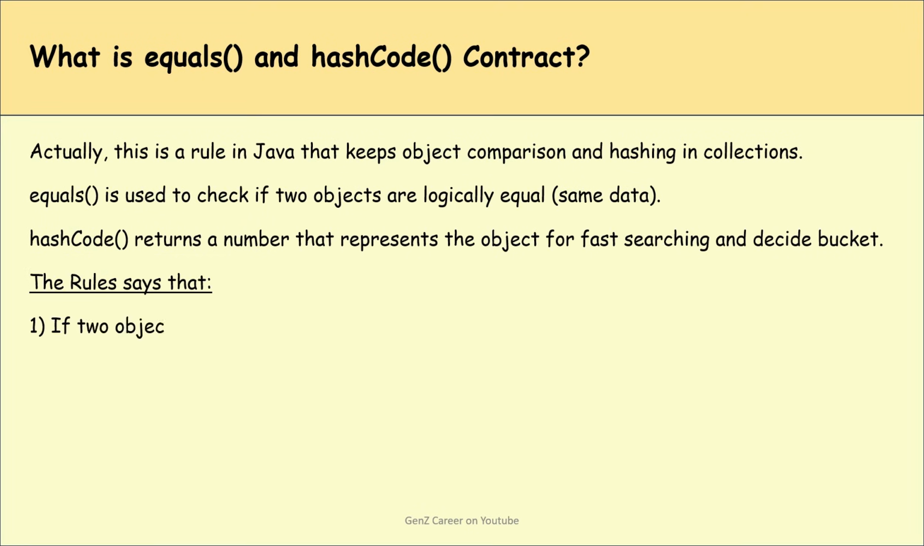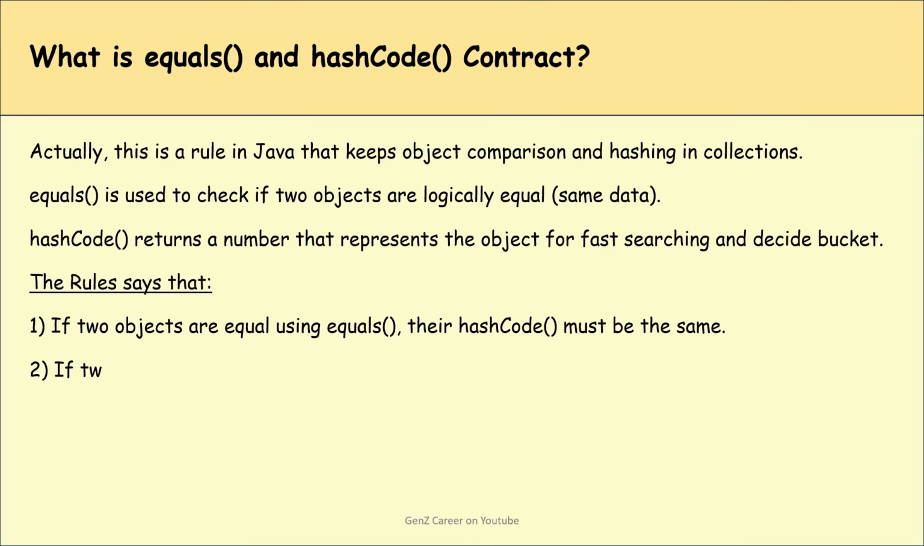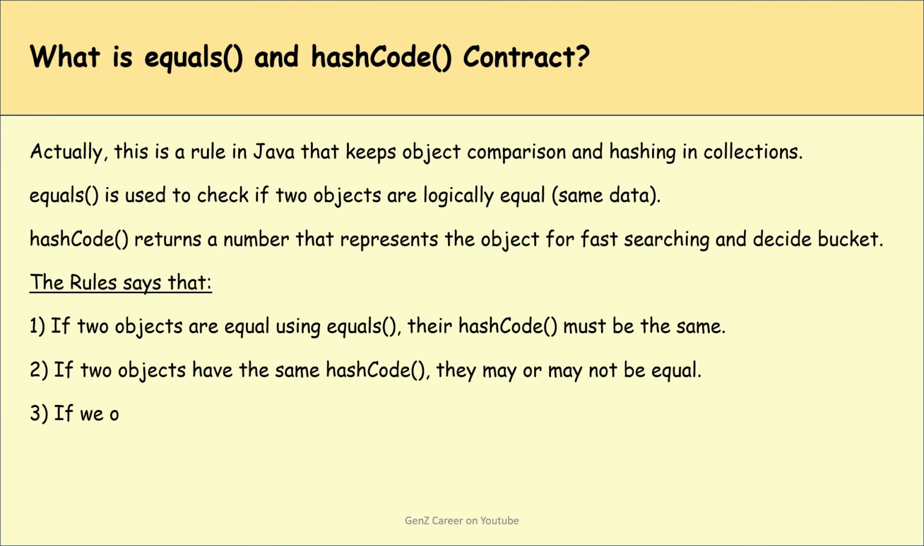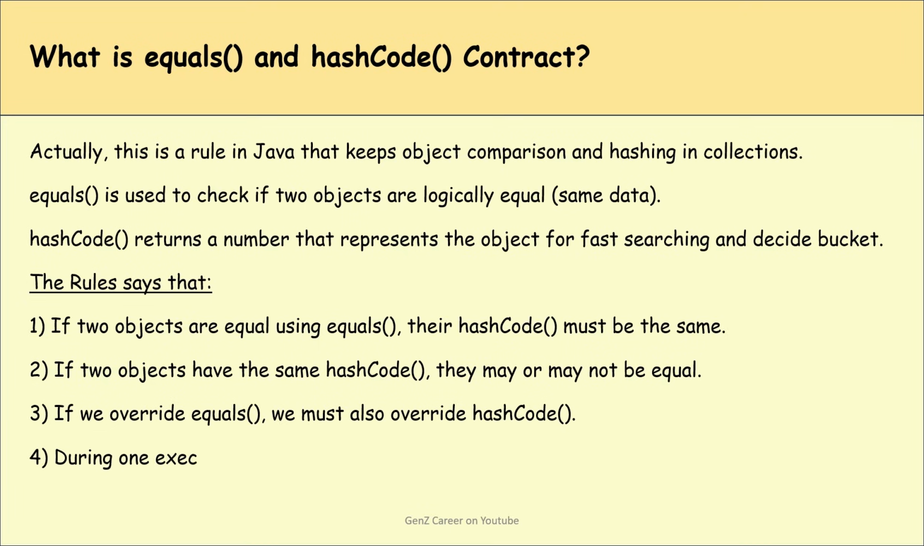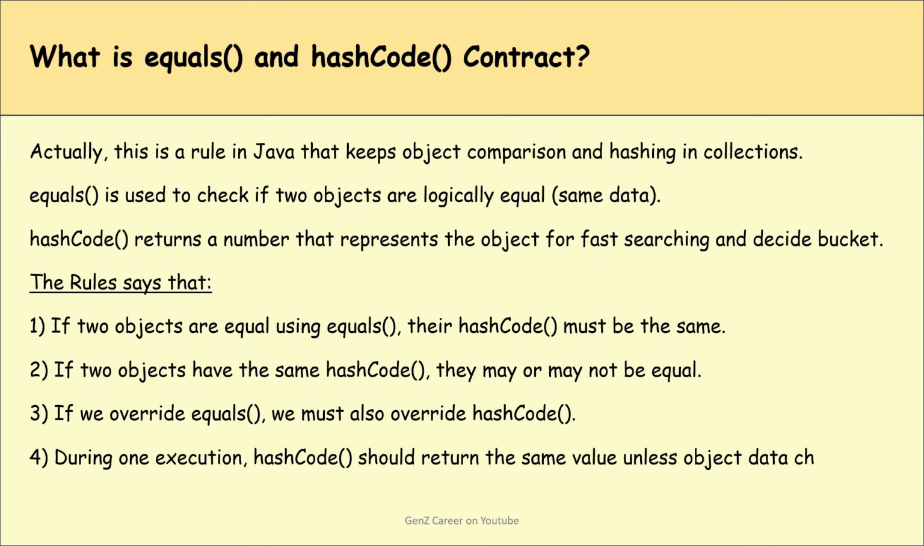Okay. And the rules say that if two objects are equal using the equals method, their hashCode must be the same. If two objects have the same hashCode, they may or may not be equal. If we override the equals method, we must also override the hashCode method. During one execution, the hashCode method should return the same value unless object data changes.